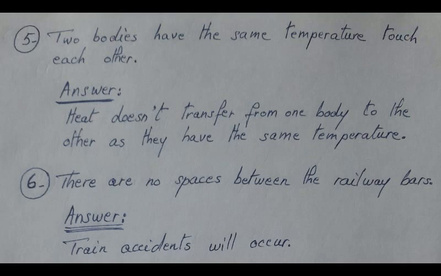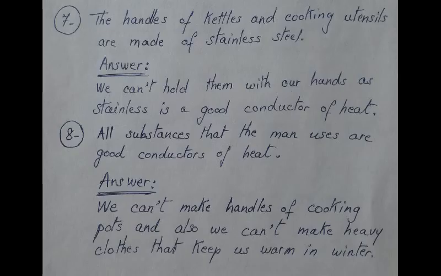What happens when there are no spaces between the railway bars? The answer is train accidents will occur. What happens when the handles of kettles and cooking utensils are made of stainless steel? The answer is we can't hold them with our hands as stainless steel is a good conductor of heat.